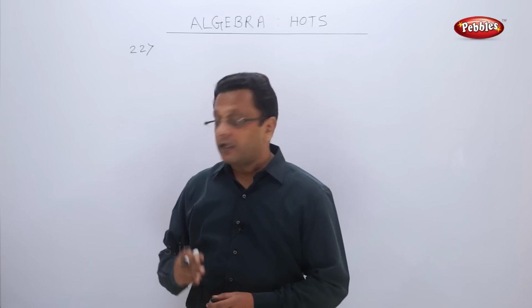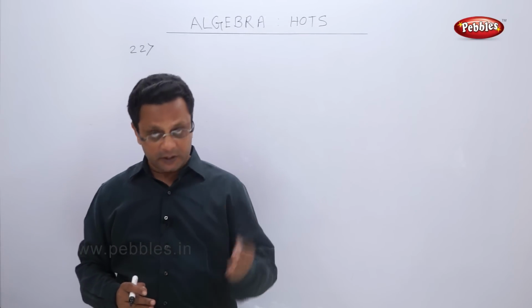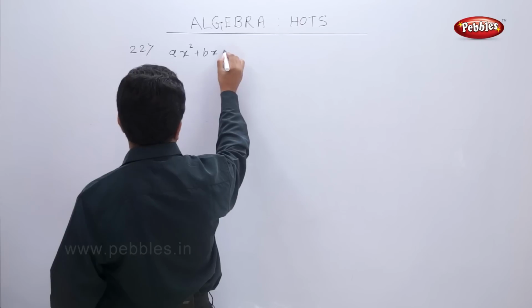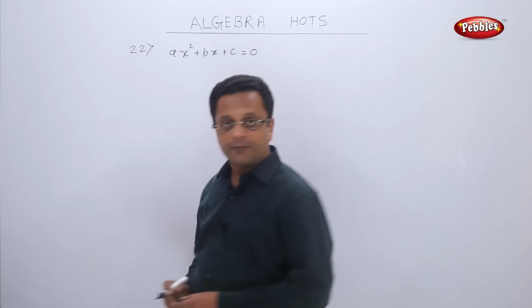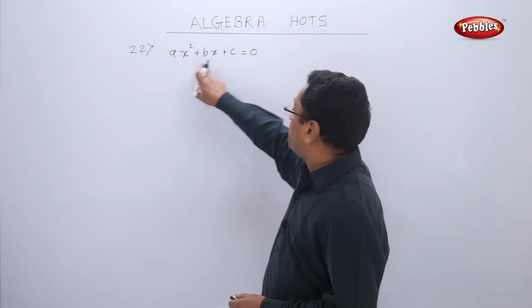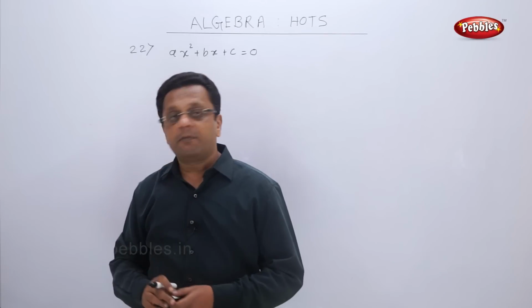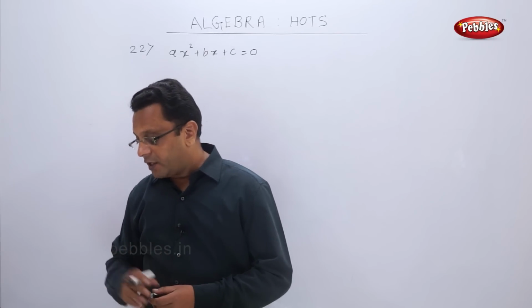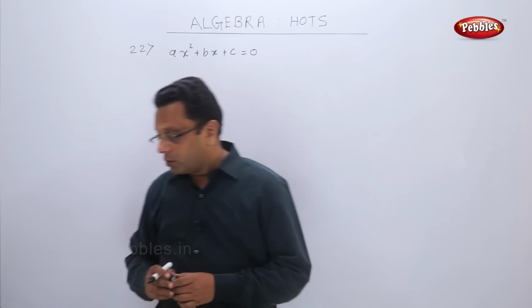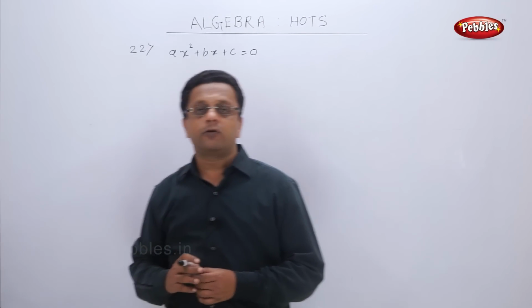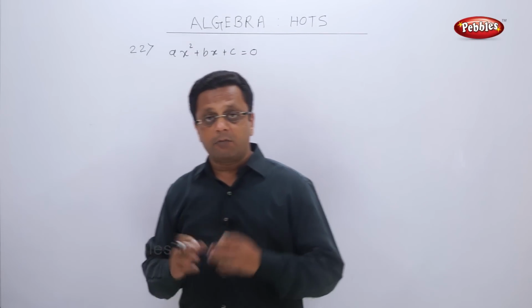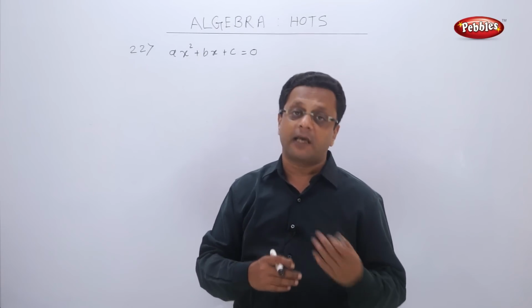Each coefficient in the equation ax square plus bx plus c equal to 0. The equation is given: ax square plus bx plus c equal to 0. Now each coefficient, that means a, b and c, is obtained by throwing a fair dice. Find the probability that the equation has equal roots. Since there are 3 coefficients, we have to throw the dice 3 times, right? So let us formulate one table, but before that we will find the total sample space.